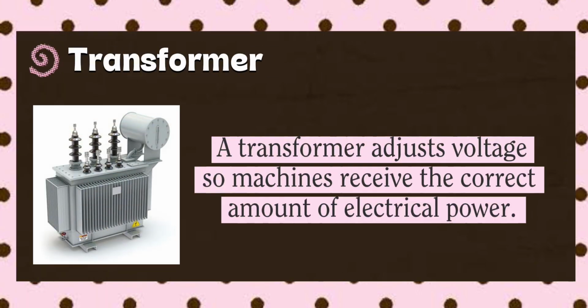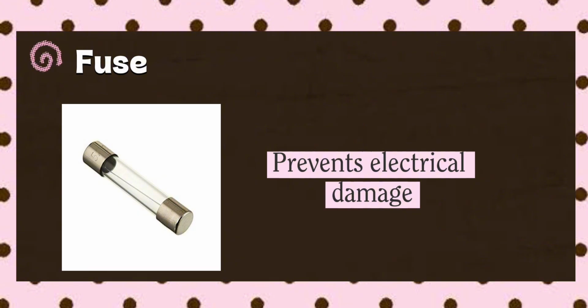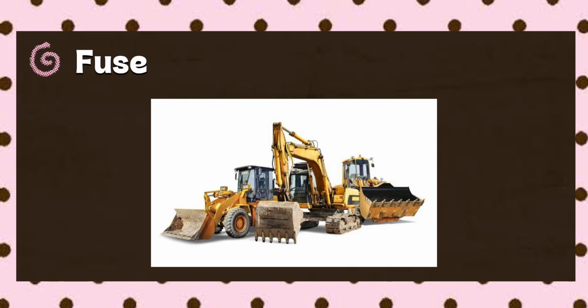Transformer. A transformer adjusts voltage so machines receive the correct amount of electrical power. Example: factory automation. It supplies proper voltage to control systems. Now, a fuse. A fuse protects circuits by stopping electricity when the current becomes too high. Example: industrial equipment. It protects expensive components.